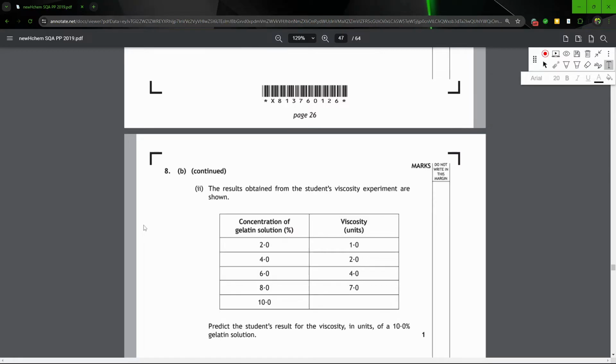The results obtained from the student's viscosity experiment are shown. Predict the student's result for the viscosity in units of a 10.0% gelatin solution. Okay, well, go through here. When we add another 2%, it goes up by 1. And then we add another 2, we go up by 2. I don't know what's happened there. And then we add another 2, it goes up by 3. So that means if we go up by another 2, we'll be going up by 4. So it would be 11.0, I guess.